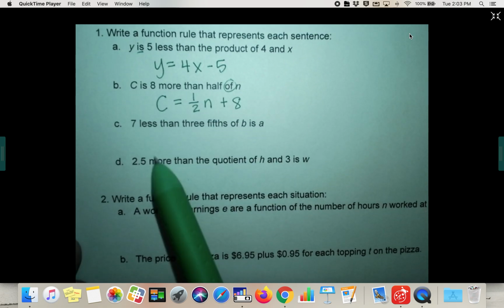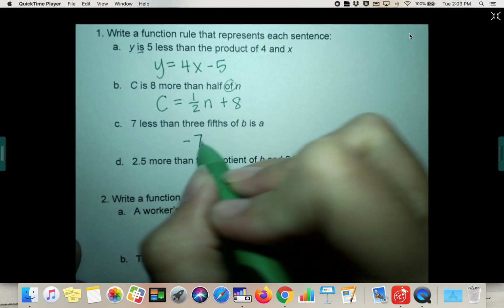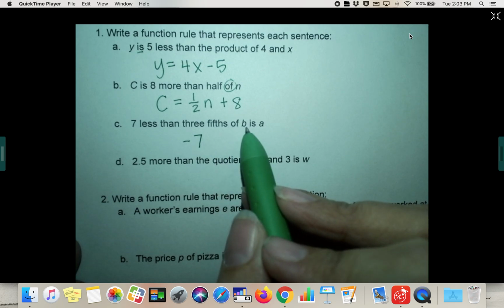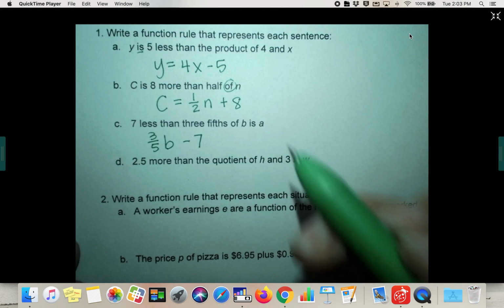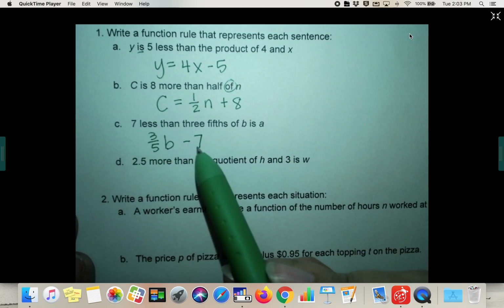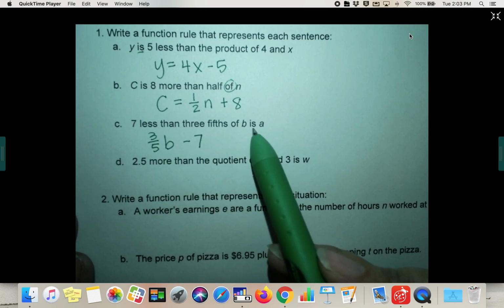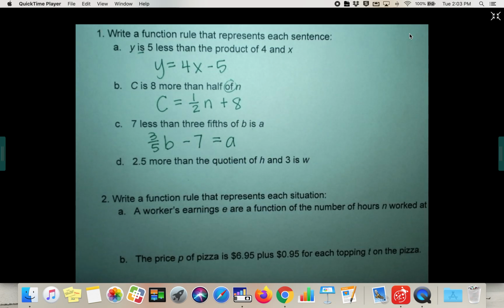Okay, letter C. 7 less. I don't know what we're less than, but it's 7 less than something than 3/5 of B. 3/5 of means multiply, so I'm going to squish it together with B. So 7 less than 3/5 of B is A. So that is A. It equals A.